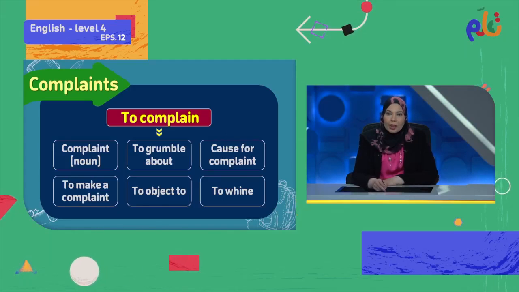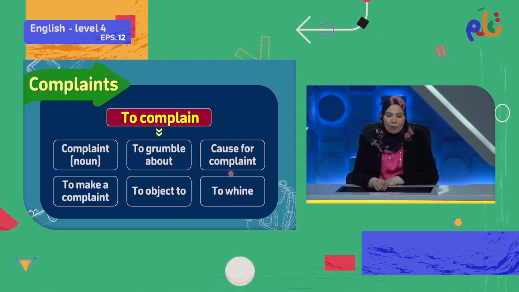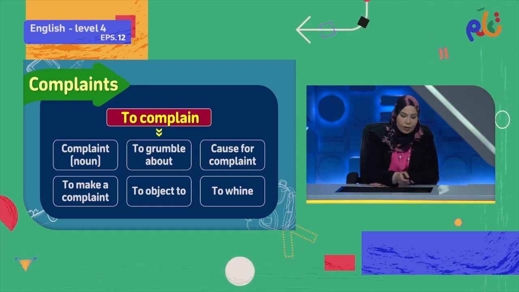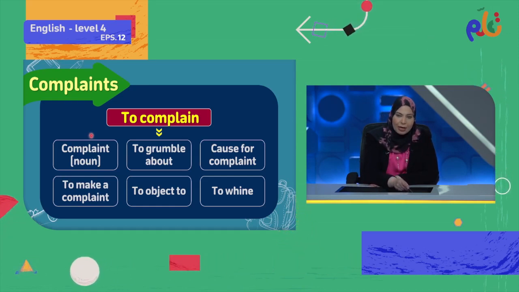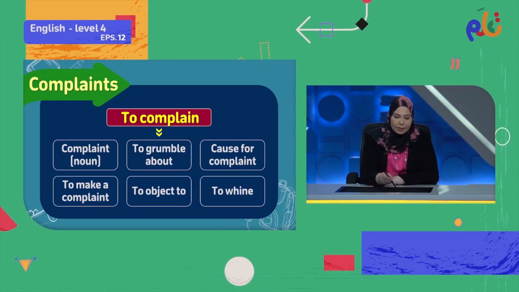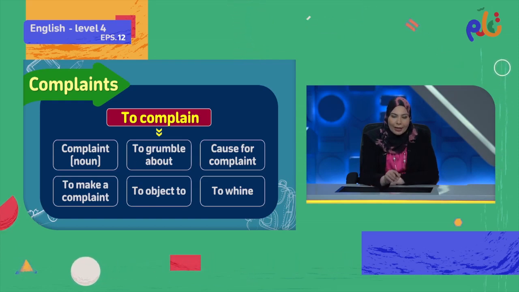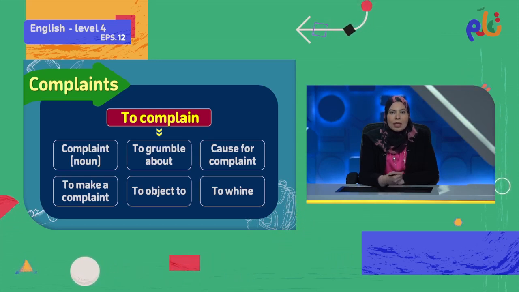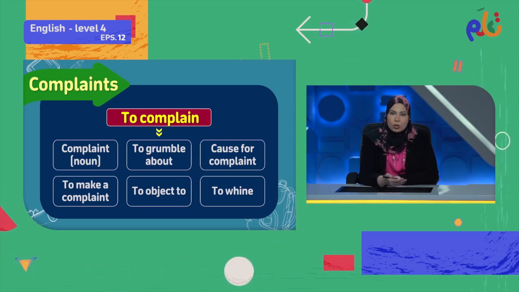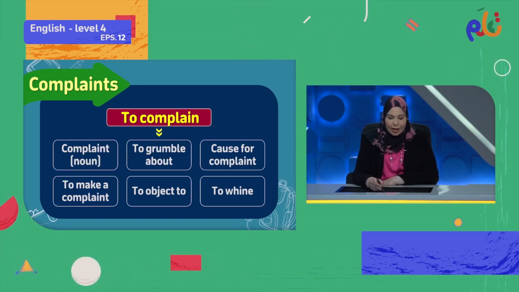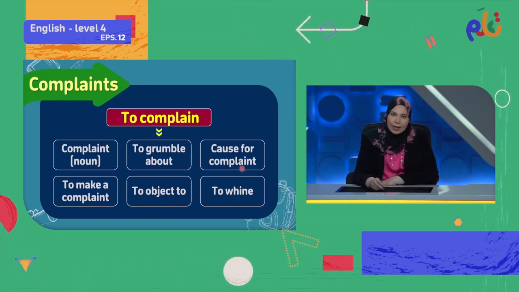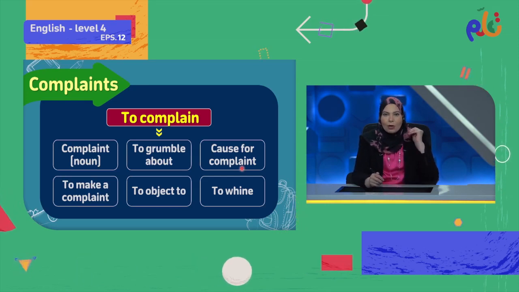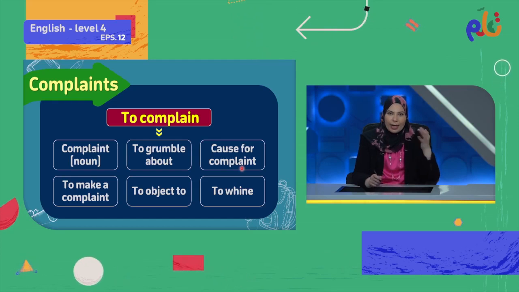And we can say the cause for a complaint. What is the cause for the complaint? Why do you have a complaint? And then, like we said, to make a complaint, this is the collocation for it. And we have object to. To object to something means to say that something is not okay with you or that you don't like something. And then we have to whine, which means complain a lot. It's not only complain, it's complain a lot and keep complaining.